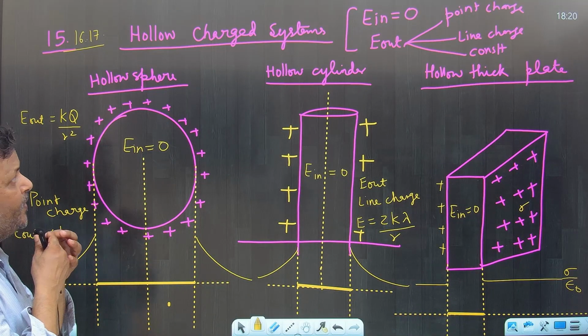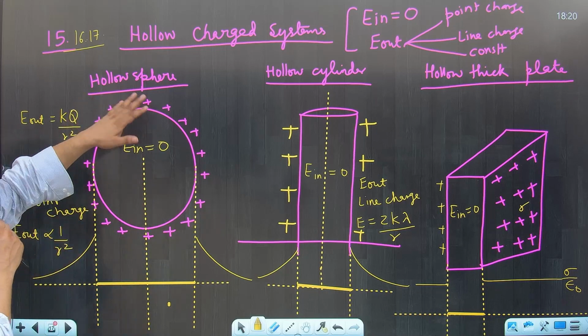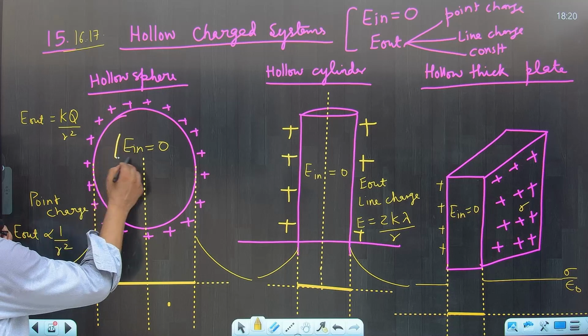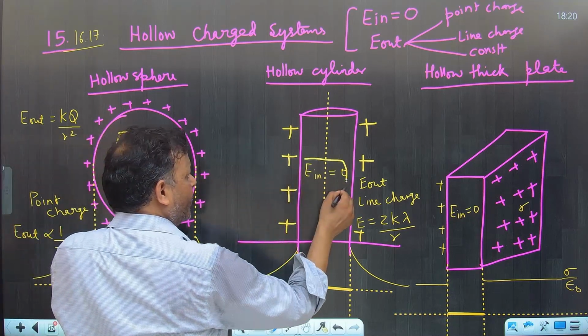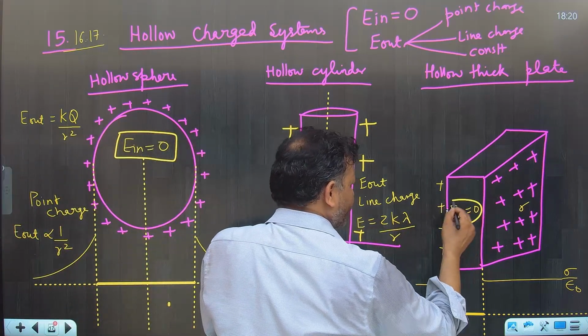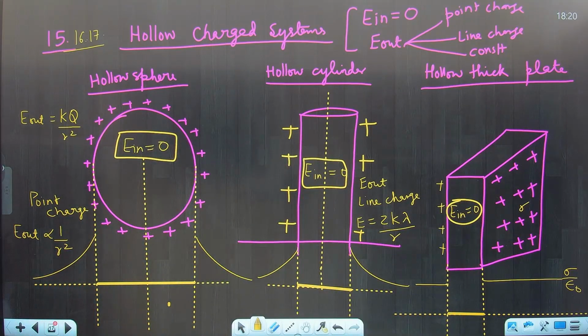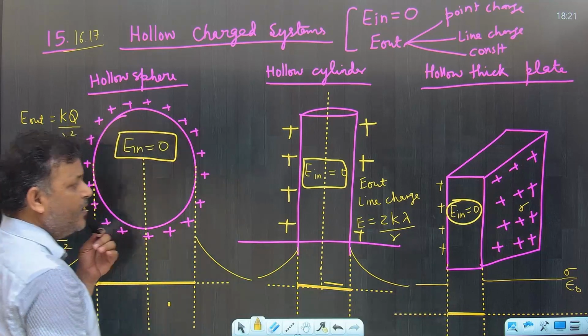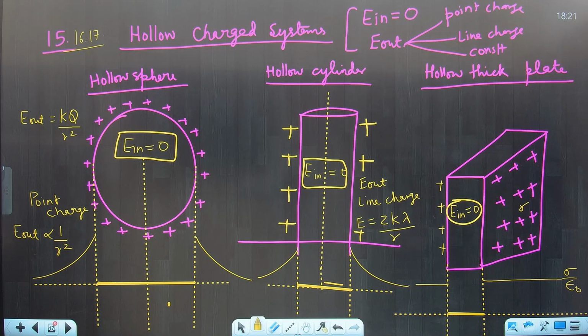So you can say that in this case, the hollow charge systems, electric field inside is 0. Here electric field is 0, here electric field is 0, and here also electric field is 0. So electric field inside is 0 when there is a hollow charge system. It is obviously uniformly charged. So you can see I have plotted the graphs here, right? Electric field inside is 0 here, electric field inside is 0 here, electric field inside is 0 here. Whenever you get hollow systems, the electric field inside them is 0.